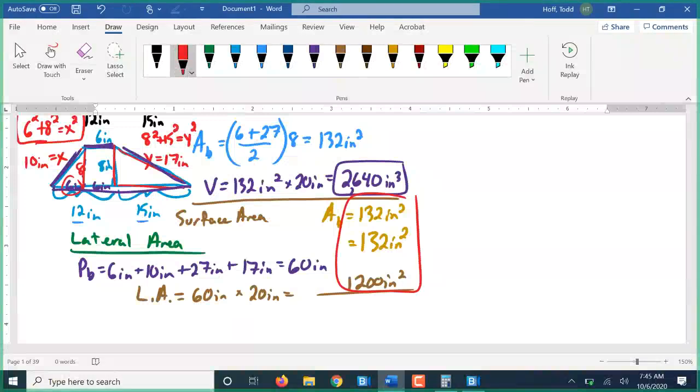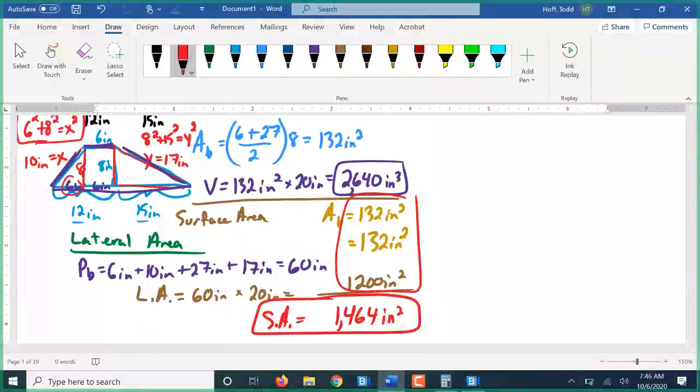We add those numbers together to get a total surface area of 1,464 inches squared. Any questions on that one? How many of you had both of those answers correct? Good deal.